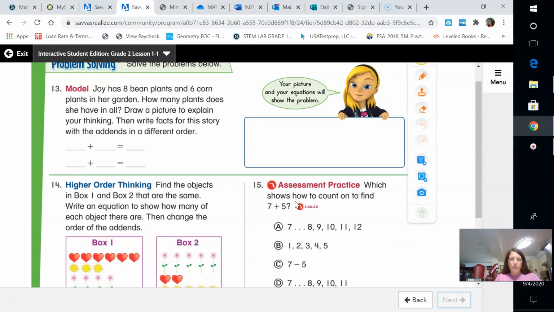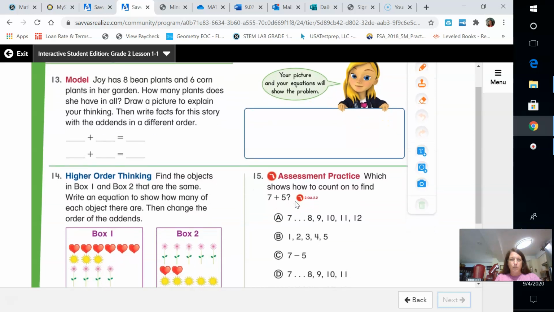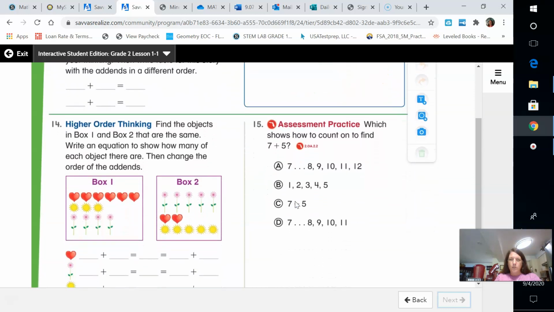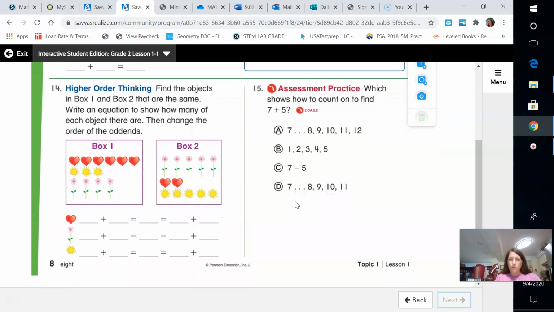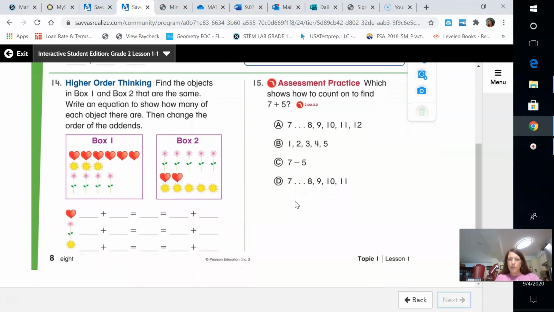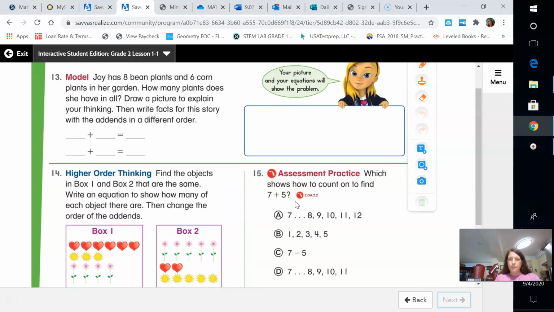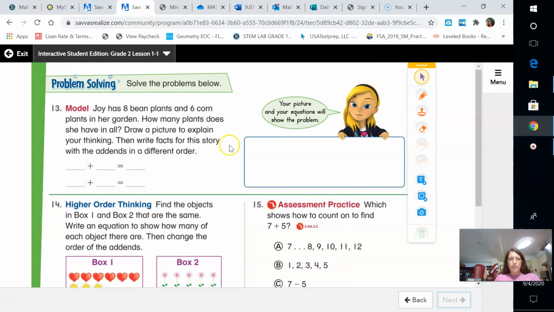Then you have some story problems to do right here, okay? So that is lesson 1.1.